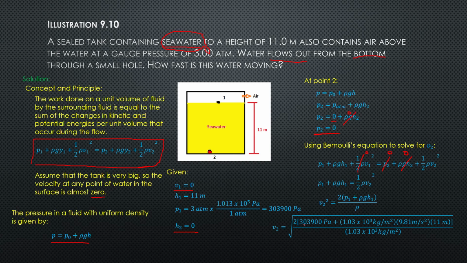So that is 2 multiplied by the pressure at point 1, 303,900 Pascal, plus density 1030 kilograms per cubic meter. Then 9.81, then height is 11, and then 1030 again. Then simplifying this using your calculator, you'll have an answer: the velocity at the bottom, or at point 2, will be 28.39 meters per second.